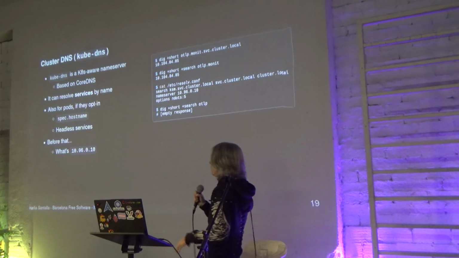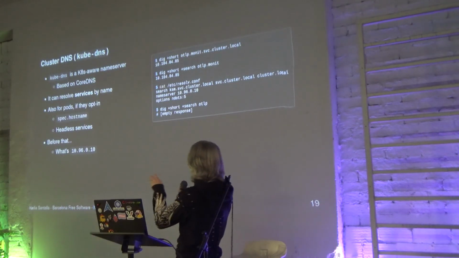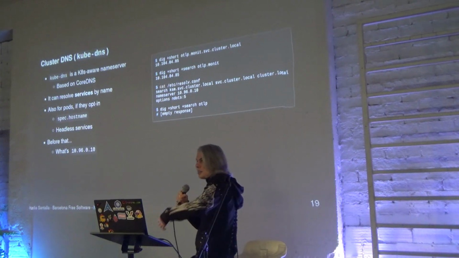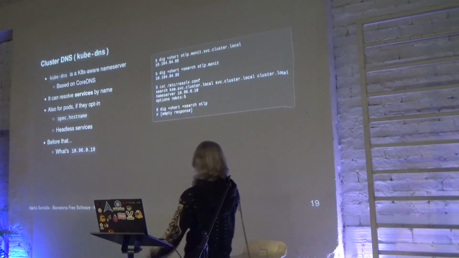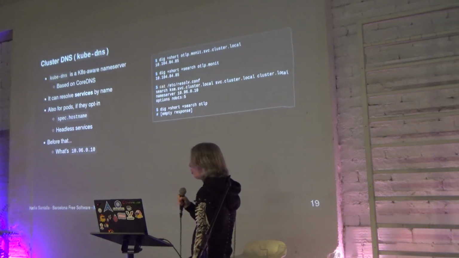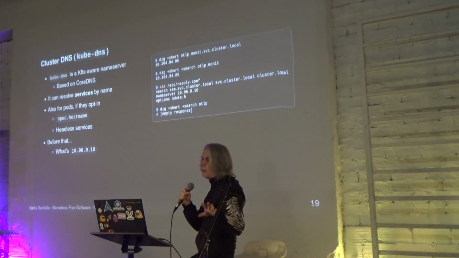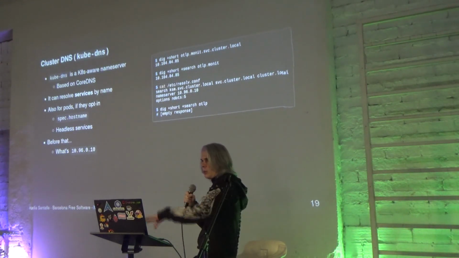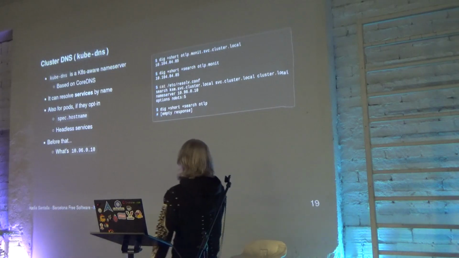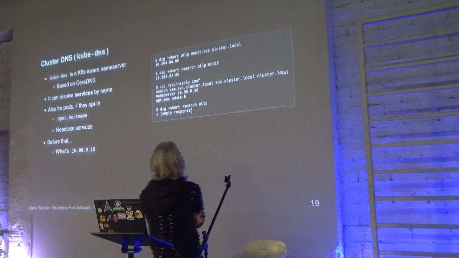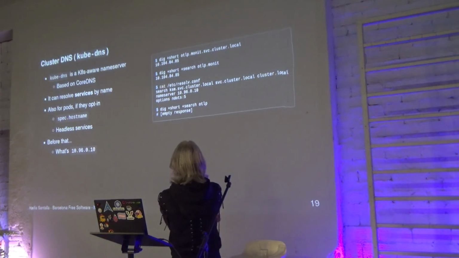So I think that the most accurate way to refer to the CoreDNS that is deployed in your cluster and is answering these names is actually kube-dns. It can resolve services by name. It can also resolve pods. This does not happen by default, but if you tell Kubernetes, hey, this pod should be resolved through DNS, it will make it happen.